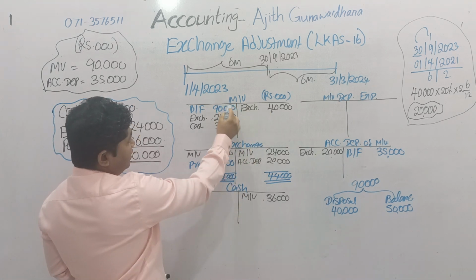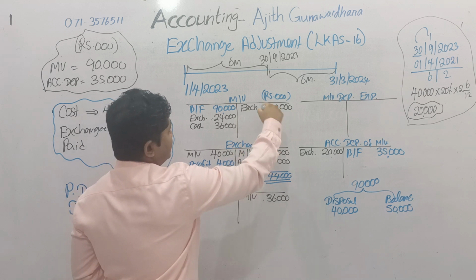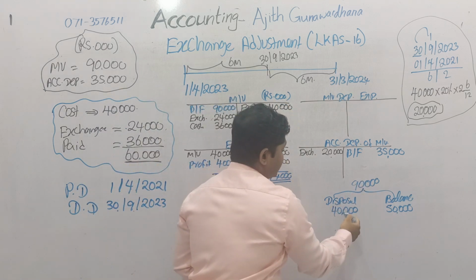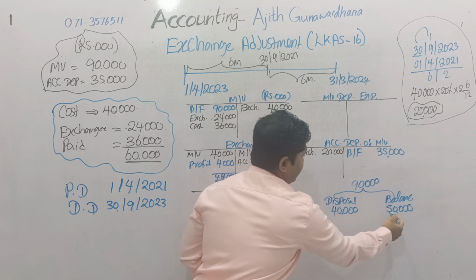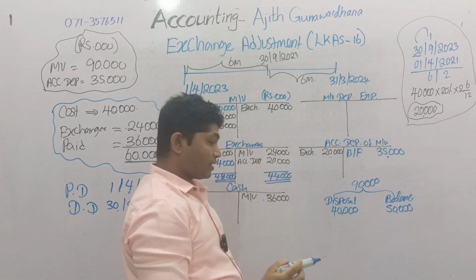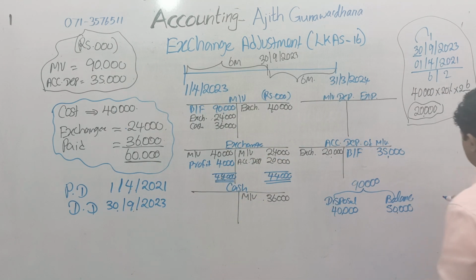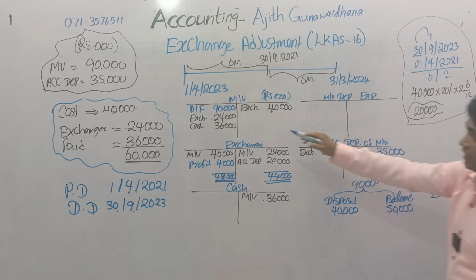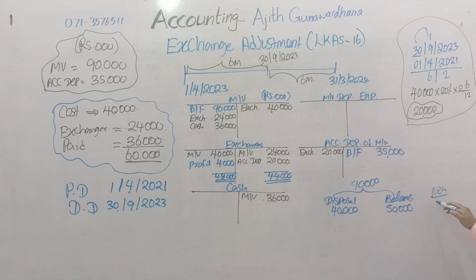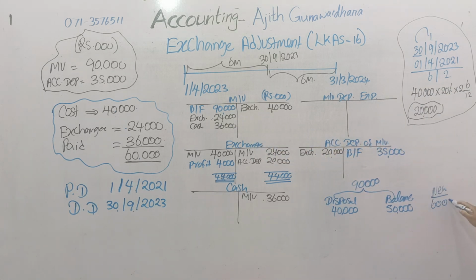Therefore, motor vehicle available 90,000, but 40,000 decreases. Therefore, this is a disposal asset, but the balance part is available the entire year. And the new asset also gives a contribution to generate income for a 6-month period. Its cost value equals 60,000. Therefore, new asset cost value equals 60,000.